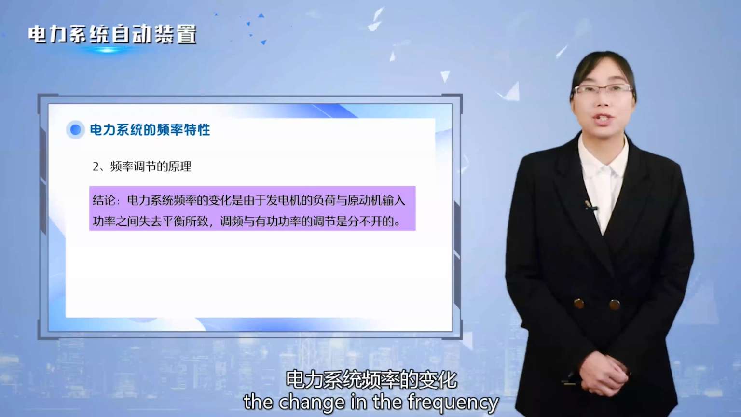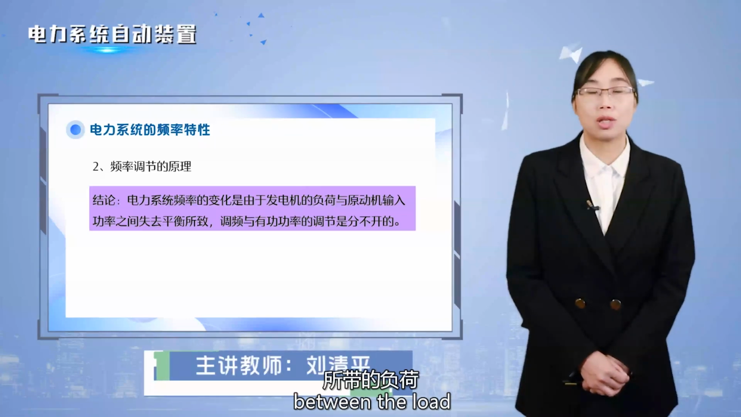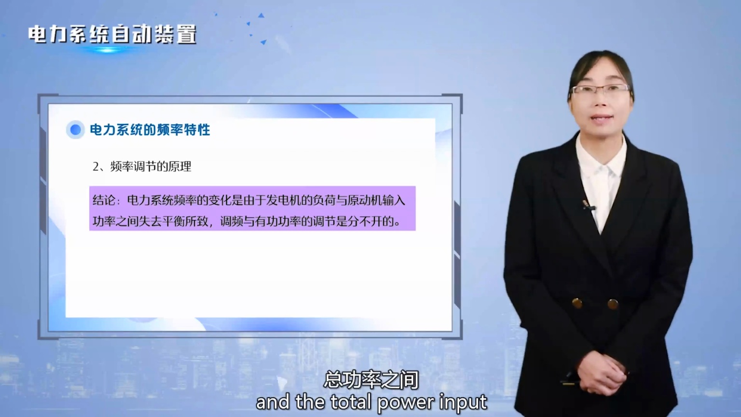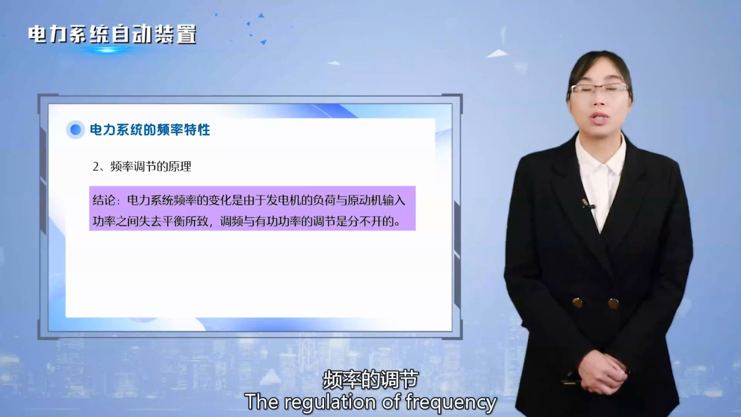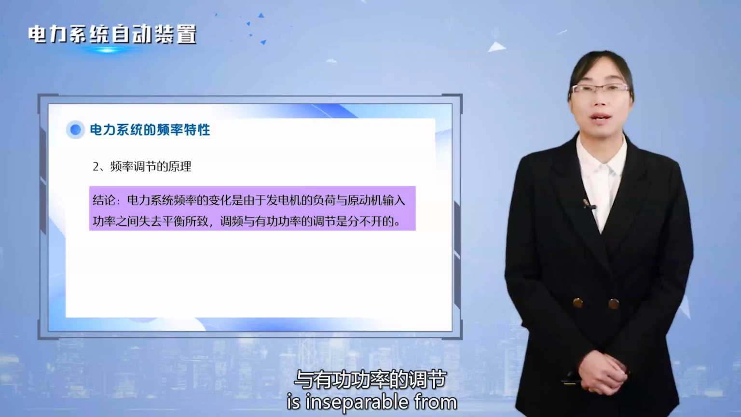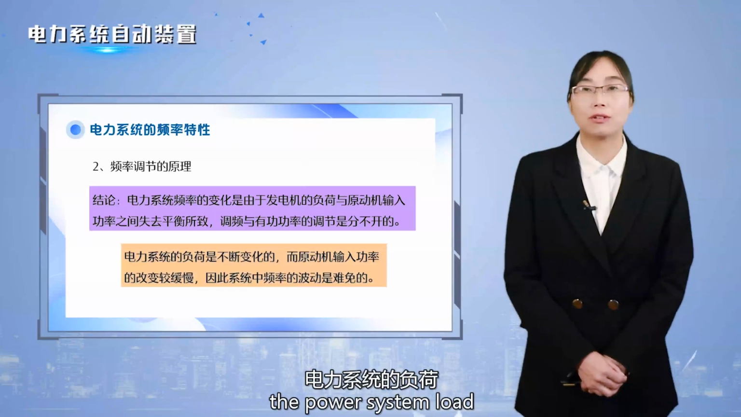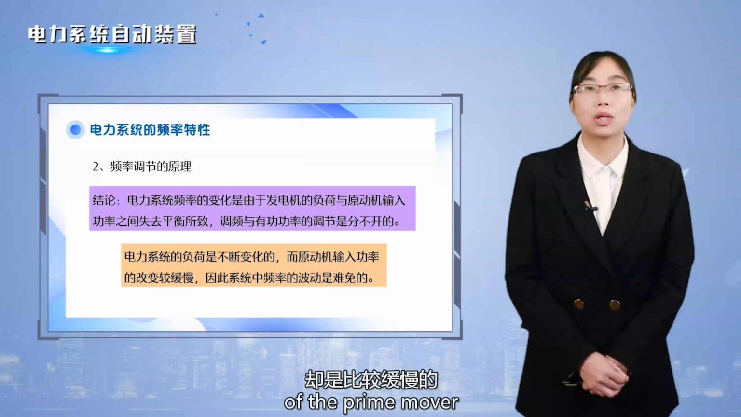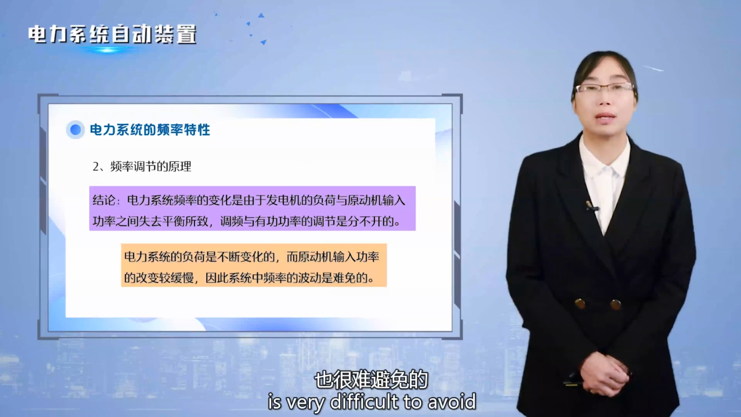The change in the frequency of the power system is caused by the loss of balance between the load carried by the generator and the total power input by the prime mover. The regulation of frequency is inseparable from the regulation of active power. We know that the power system load is always changing, while the input power of the prime mover is changing slowly. So, the frequency fluctuation in the system is very difficult to avoid.